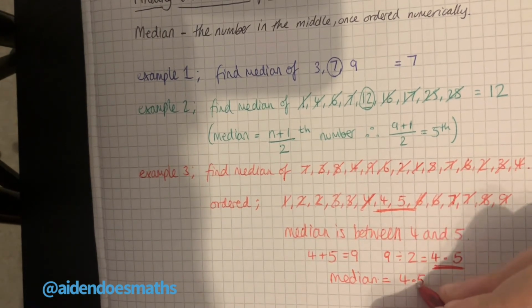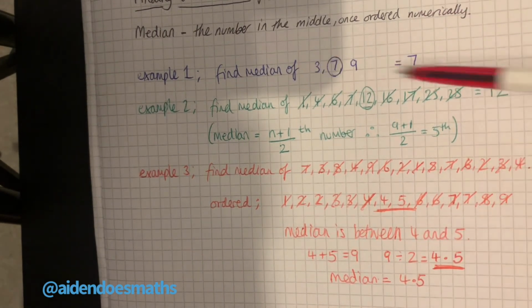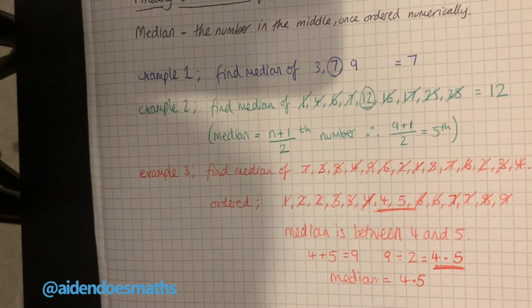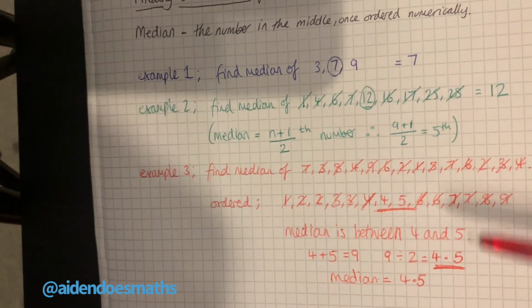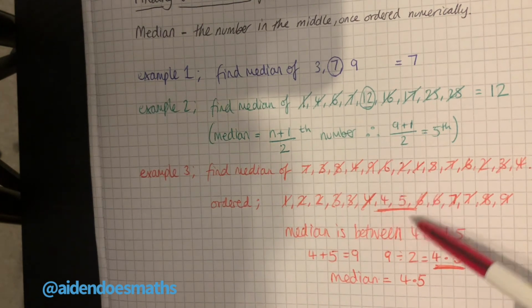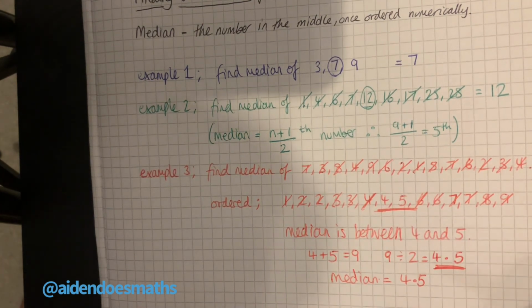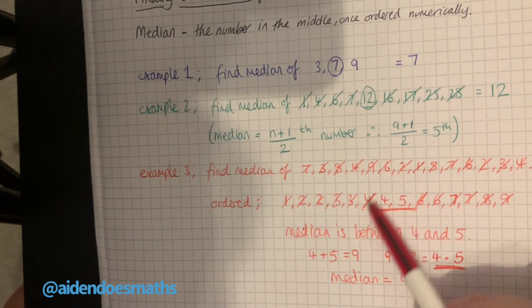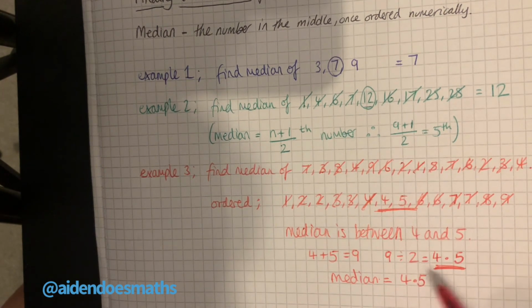4.5. So key things to remember: make sure your numbers are in order. We're looking for the middle number once we've got them in order. And if there's 2 numbers, there shouldn't be more than 2 numbers, because we can then cross off another 2. If there are 2 numbers in the middle, we're going to find the middle of those 2.